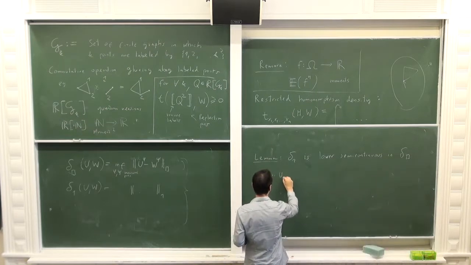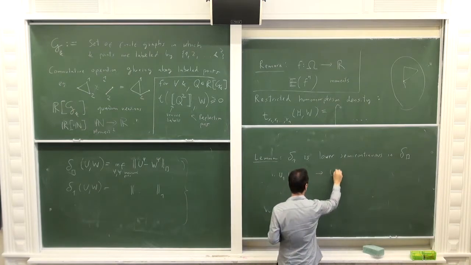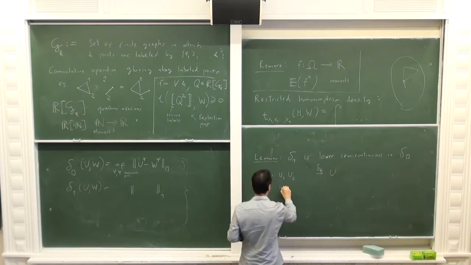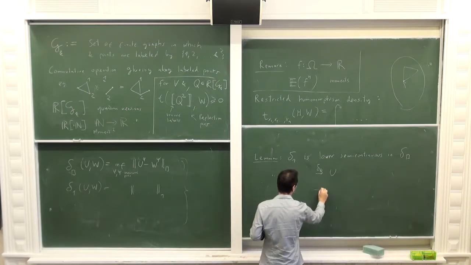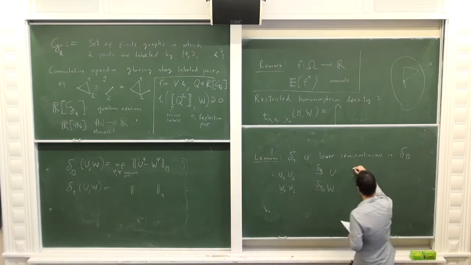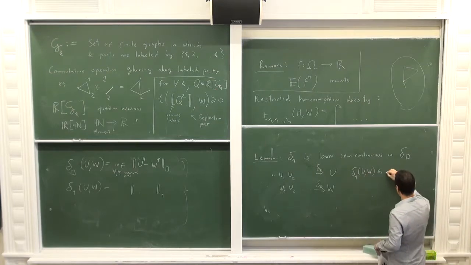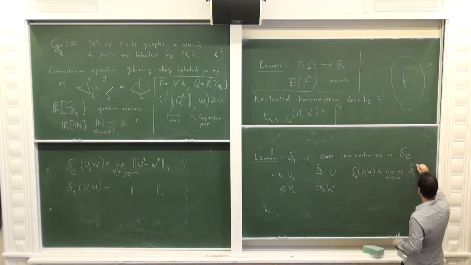That means that if you have a sequence U1, U2, and so on converging to U in delta square, and W1, W2, and so on converging in delta square to W, then delta 1 of U and W is at most the lim inf of the distances of the members.